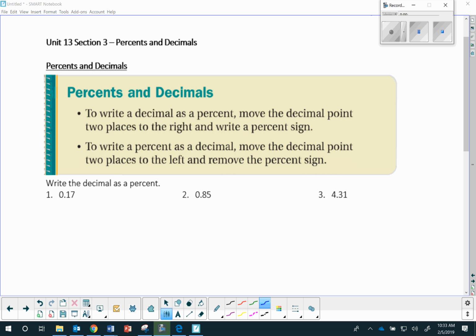All right, we're going to start Unit 13, Section 3. And in this section, we're going to talk about how to go back and forth between percents and decimals. So go ahead and look at the chart at the top.